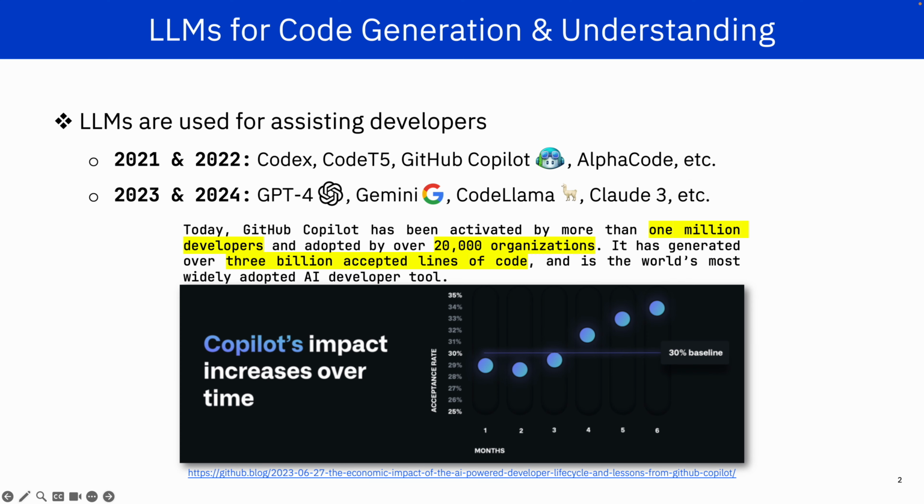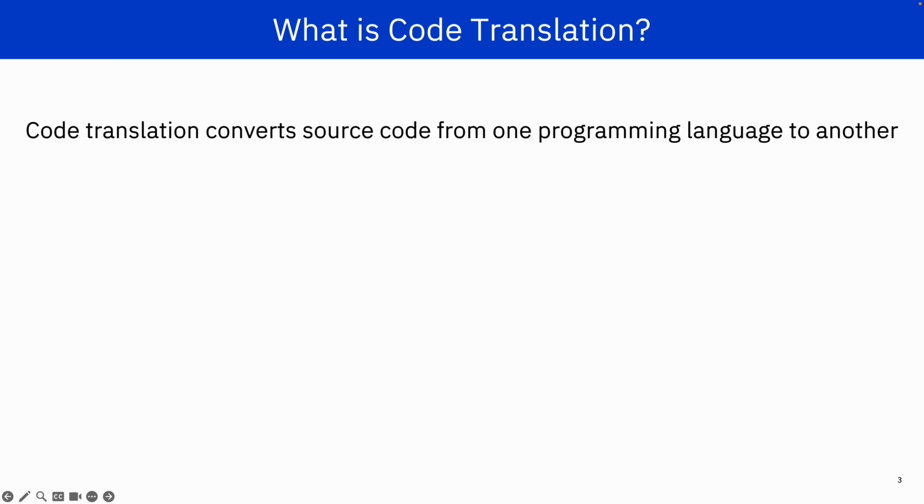In the past few years, LLMs have been used a lot in code generation and understanding tasks, and we've seen the rise of models like Codex, CodeT5, and much bigger models like GPT-4, Gemini, and Claude 3. Today, GitHub Copilot has been activated by over 1 million developers, belonging to about 20,000 organizations. So far, it has generated about 3 billion accepted lines of code, which is very impressive for a large language model.